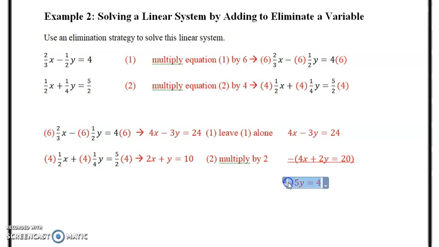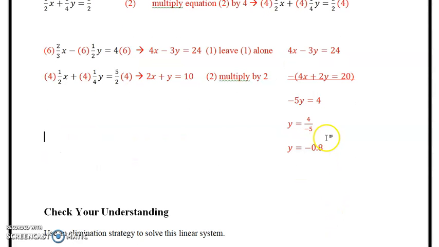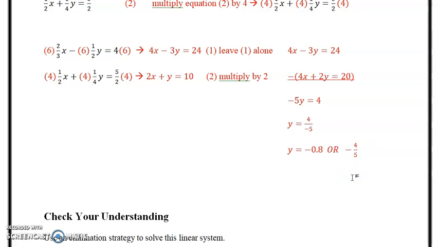Then we divide both sides by negative 5. That's gone, and we end up with y equals negative 0.8. That's a terminating decimal, so I'm okay with that being a decimal, or you can leave it as negative 4/5, whatever you prefer. It doesn't make a difference.